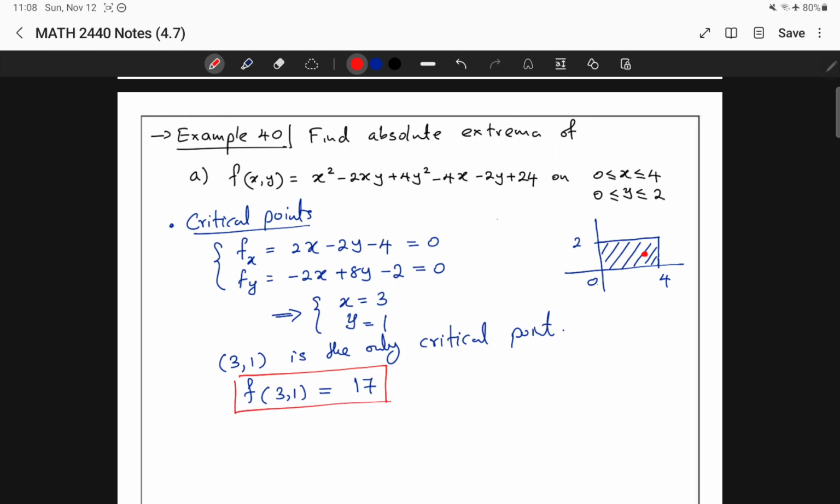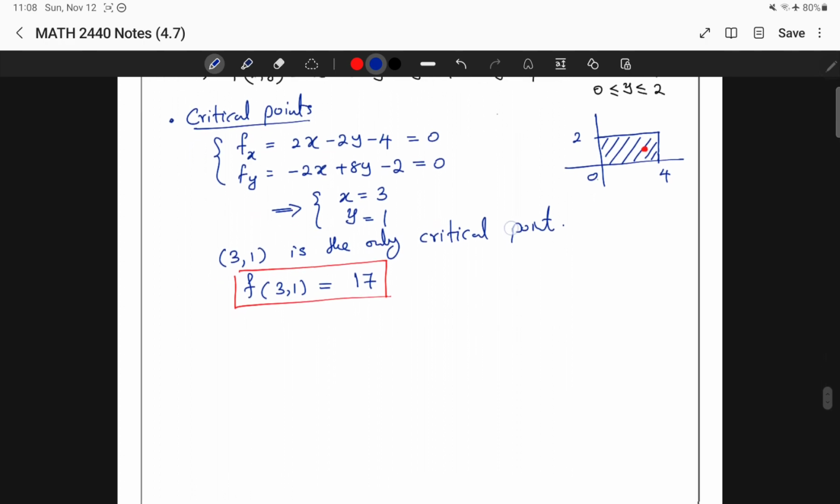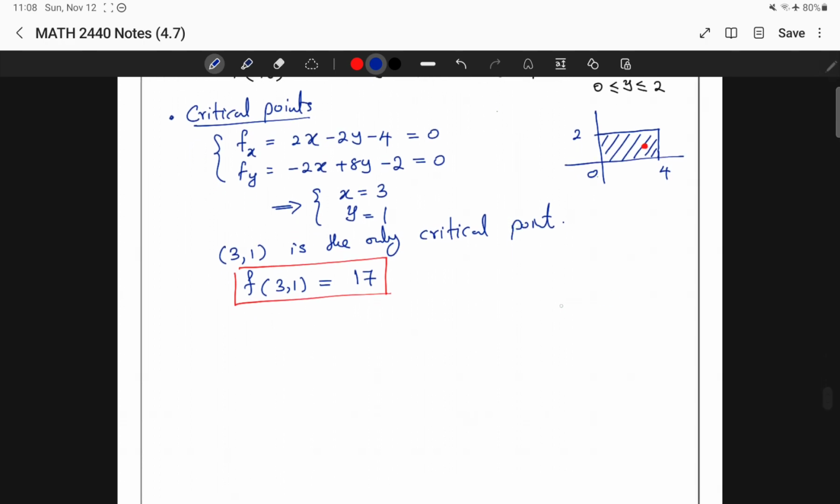We found the critical point and the value at that critical point. Now we took care of the critical points. Now we need to worry about the boundary. Now this particular example has 4 lines as the boundary. So let me label them. I'm redrawing the region. Let's say this is L1, this line segment, L2, L3, and L4.